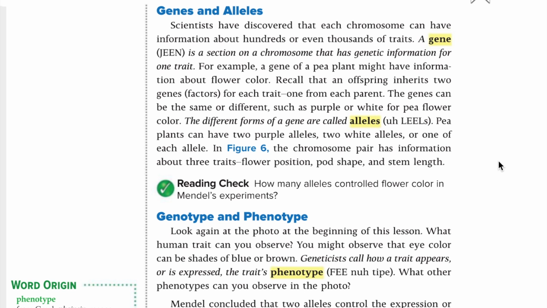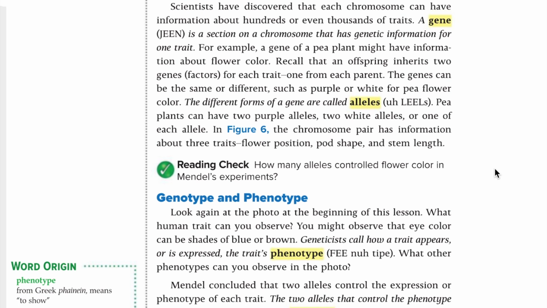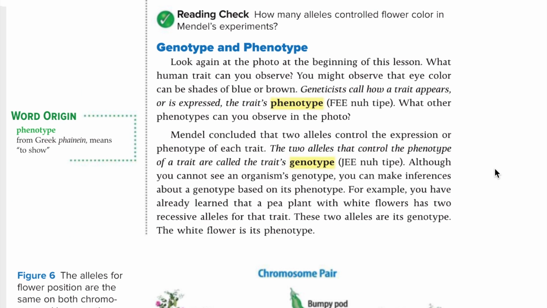A gene is a section of a chromosome that has genetic information for one trait, and the different forms of the genes are called alleles. You'll get those one from each parent. They can be dominant alleles or recessive alleles. More about that in a second.